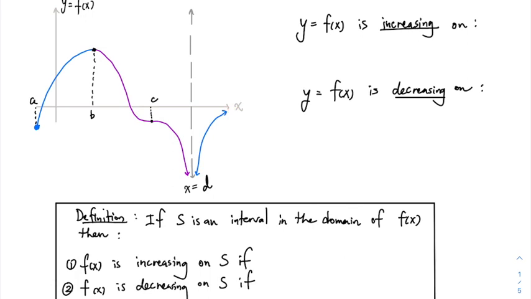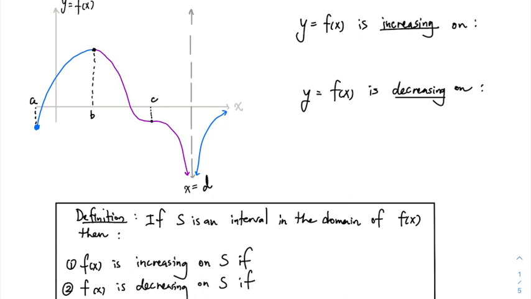Increasing and decreasing intervals, really they're just ways to describe where a function's y values are going. Are the y values increasing on a particular interval or decreasing? And so when we say a function is increasing on, we use the word on, what we're saying is give me the x values for which the function is increasing. Or when we say the function is decreasing on, we say, oh, give me the x values for which the function is decreasing.